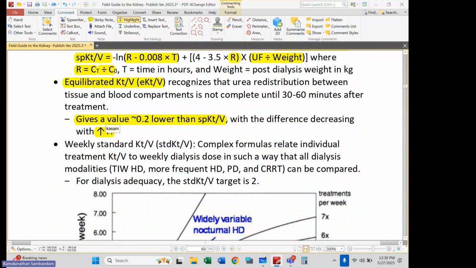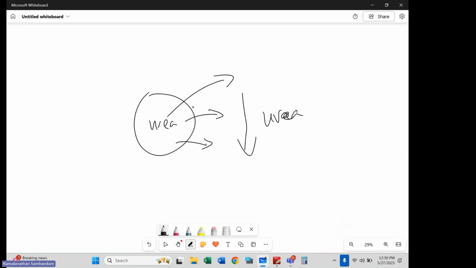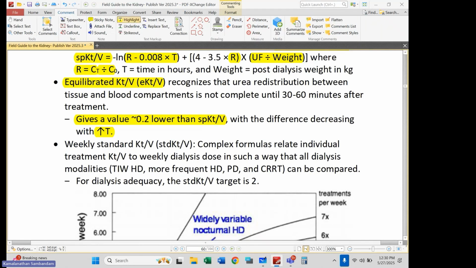Because you would expect that if I'm doing slower, longer dialysis treatments, I have more time for equilibration of urea to occur when I'm doing slower and more prolonged dialysis treatments. If I'm going hard and fast, then there will be a significant discordance between ICF urea and ECF urea immediately post-dialysis, resulting in a bigger difference between single pool and equilibrated Kt/V.